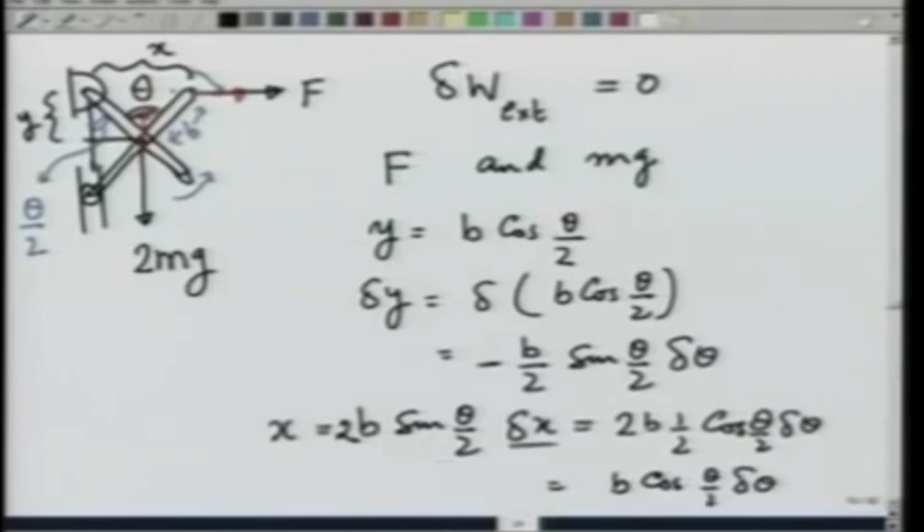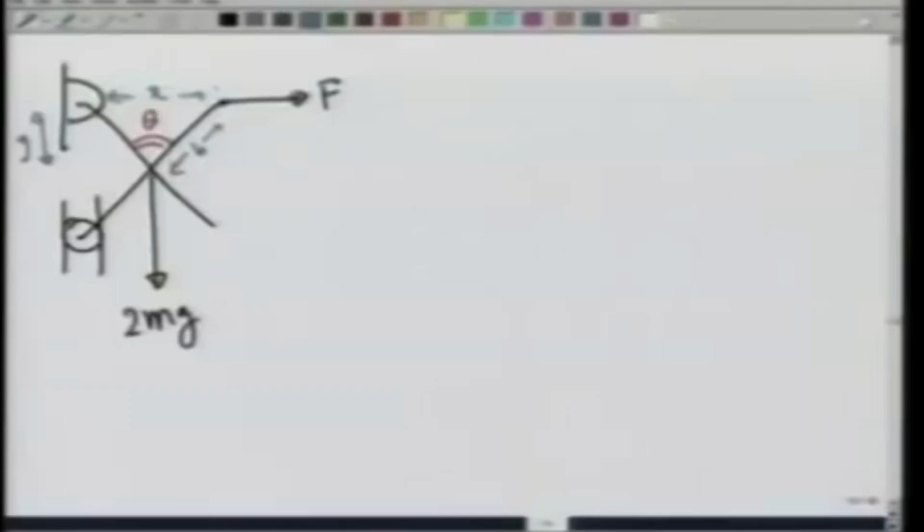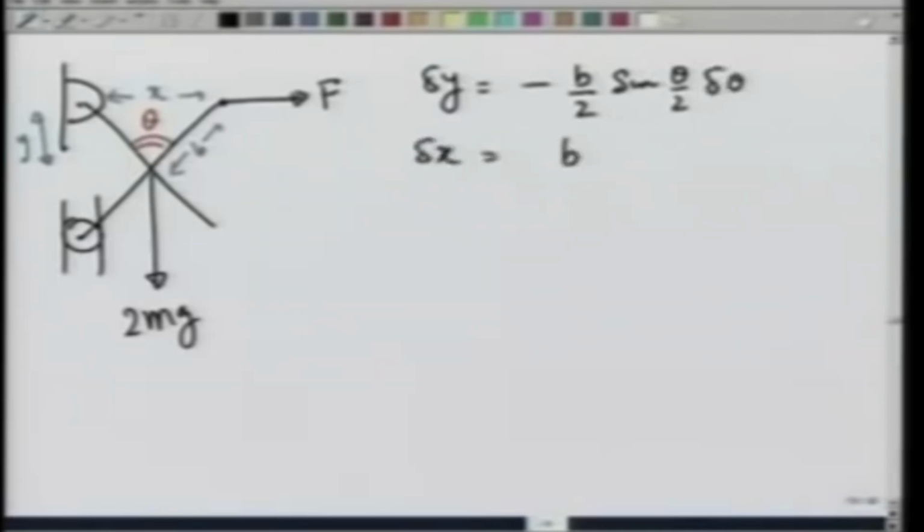Why we are calculating these delta x and delta y is so that I can calculate the virtual work done by force F and 2mg. Let me make the picture again schematically, and we have calculated that delta y is nothing but minus b over 2 sine theta by 2 delta theta, and delta x is equal to b cosine of theta by 2 delta theta. By minus sign we mean that y is decreasing or the point here is moving up.